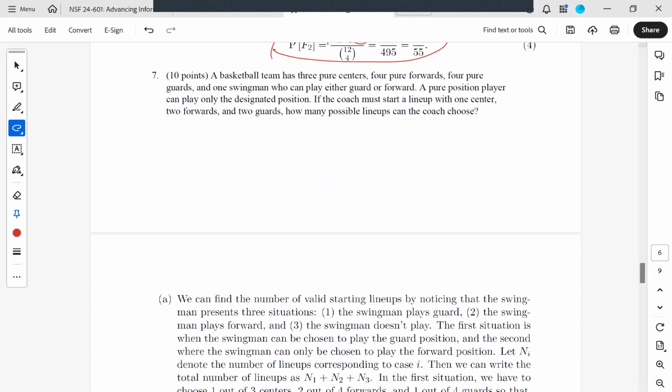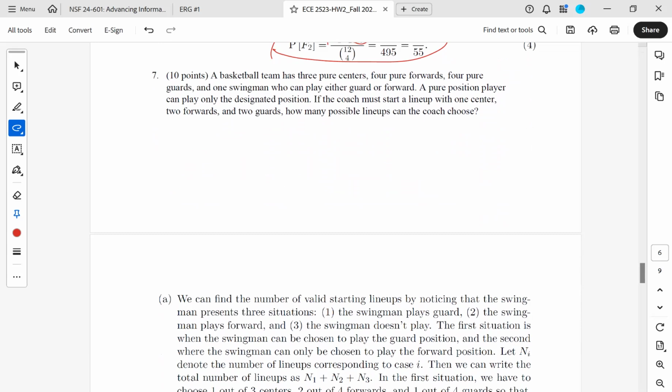If you don't have any question, I want to move on to question number 7. No? Question number 7 is one of the fun questions in this homework.